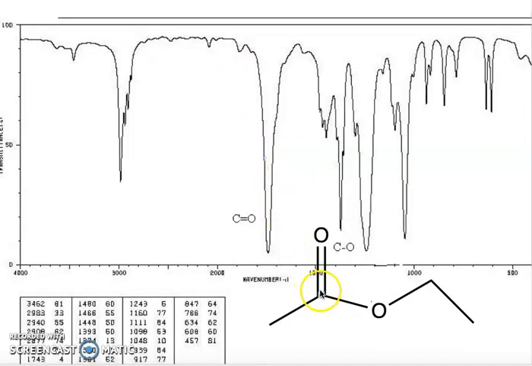Again, for an ester, C=O and C-O: around 1200 and around 1700.